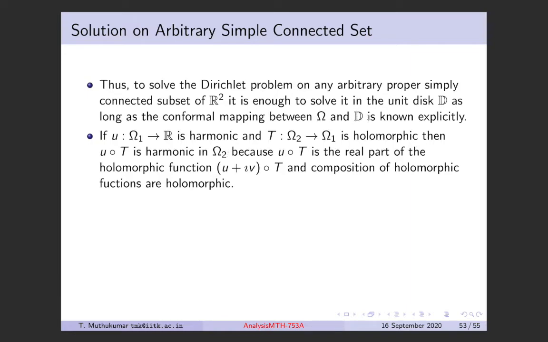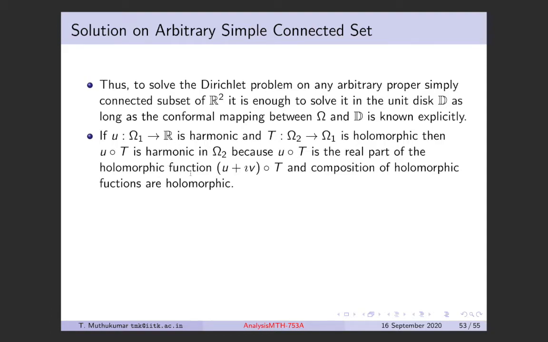If you solve for a harmonic function, or the Dirichlet problem, on the unit disk, and if you have the conformal mapping T from omega to B, then u composed T is actually a harmonic function on omega. Now in this case, you see this result is not true when you do it the other way, like T composed u. That result is not true. In fact, this result is true.